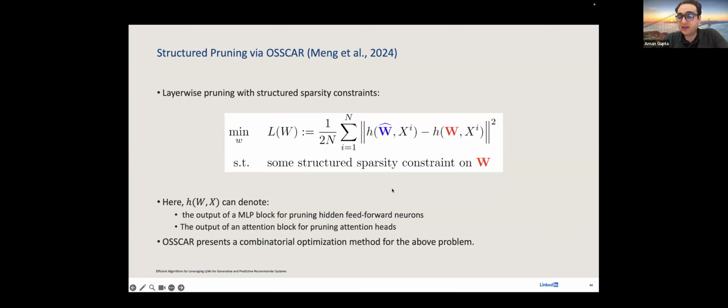And we are looking at the difference between the original and pruned model's output, and we want to minimize the overall error averaged over the samples that we have. And there is some sparsity constraint on the weight matrix. Again, similar to the case of unstructured sparsity, this is a discrete optimization problem, which can be quite challenging. In Oscar, we discussed a combinatorial optimization approach that can give us good solutions to this optimization problem.